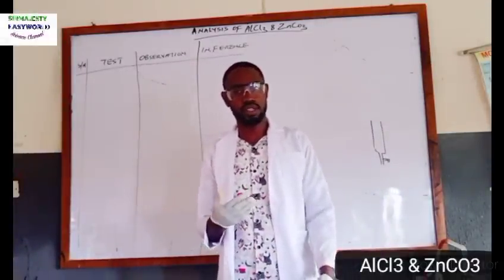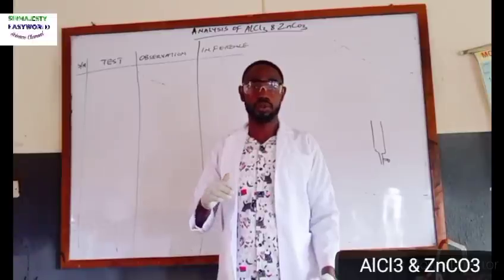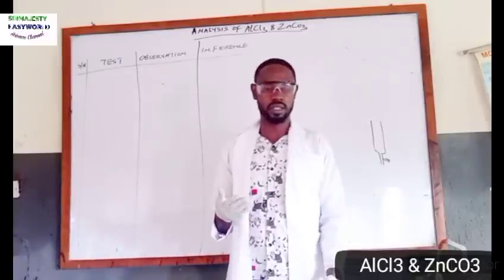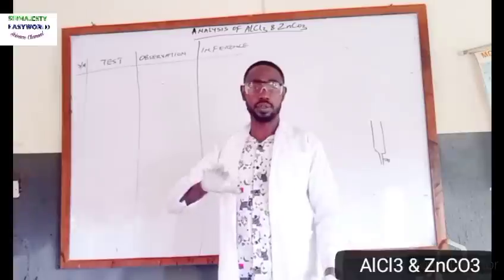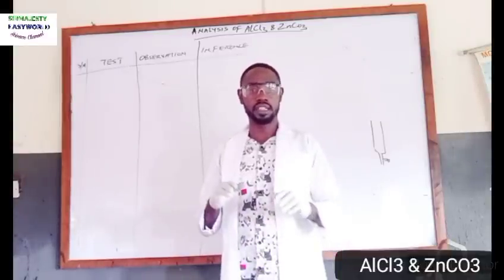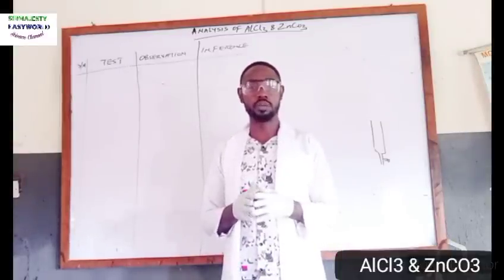Another possible question is this. You might also be told to mix the two and then dissolve in water, followed by filter. So mixing X and Y, meaning mixing aluminium chloride and zinc carbonate, will give a precipitate when you add water. And there will also be effervescence. And when you are asked to filter and keep, there will definitely be the dissolution of the zinc carbonate by the aluminium chloride.